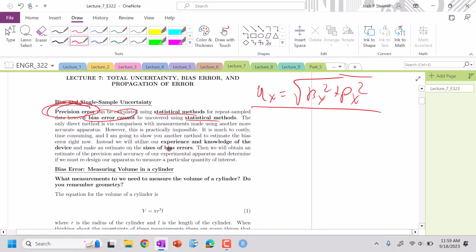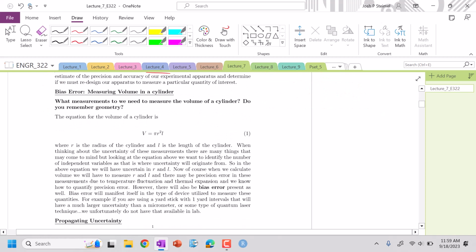We are going to actually start to account for that today. And more importantly, how do we deal with problems like the following here? So if I want to measure the volume of a cylinder, we know that the volume of a cylinder is pi times r squared times L. R is the radius of the circle, L is the length of the cylinder.